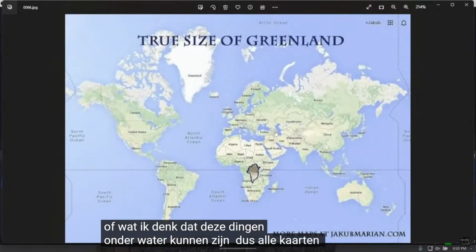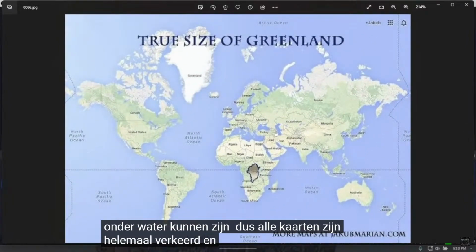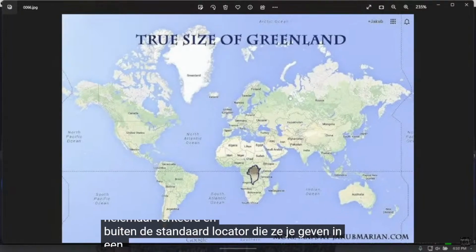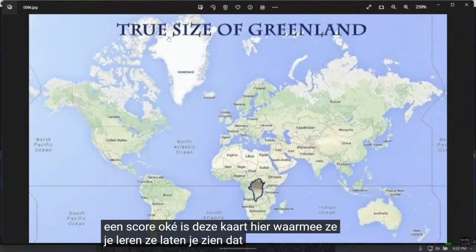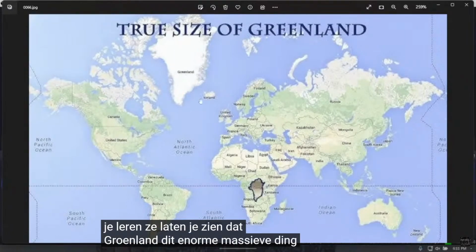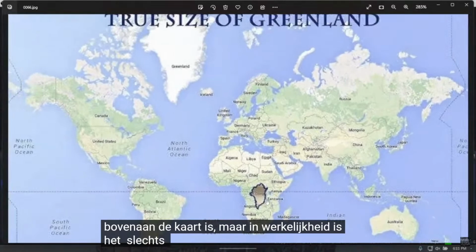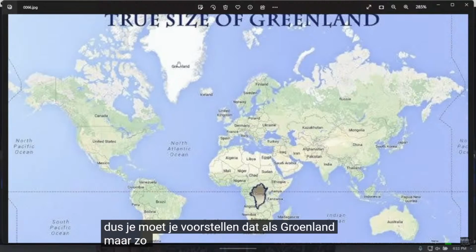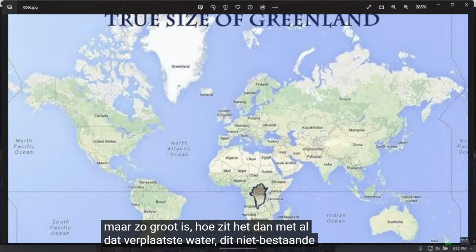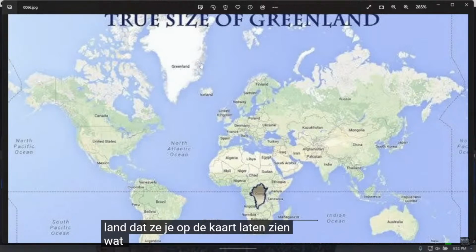So all of the maps are completely wrong and off. The standard Mercator they give you in school is this map here, which they teach you with. They show you Greenland as this massive, massive thing at the top of the map. But in reality, it's only 1/14 the size of Africa. So you've got to imagine, if Greenland's only really that big, what about all of that displaced water, this non-existent land that they show you on the map? What's happening there?